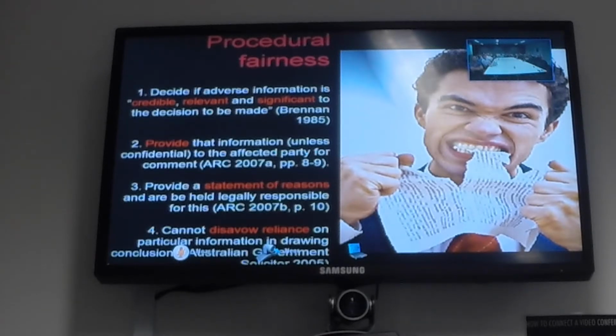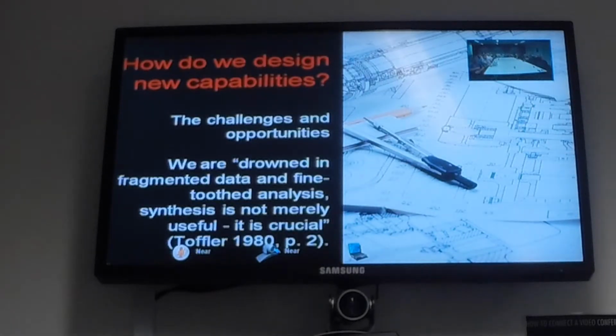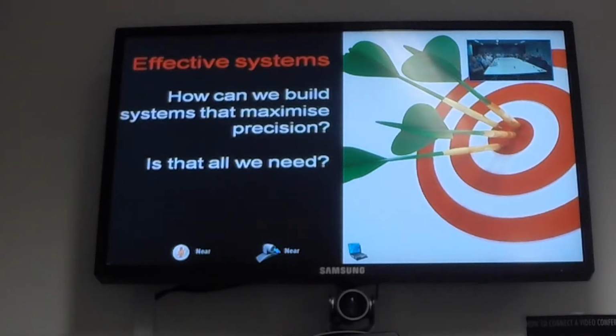How do we design new capabilities? There are challenges like I've just gone through, but there's massive opportunities. We've got so much information, we can't deal with the volume. Crime is becoming increasingly sophisticated. We have no choice. But how do we do it? So we're drowning. So how do we build effective systems?